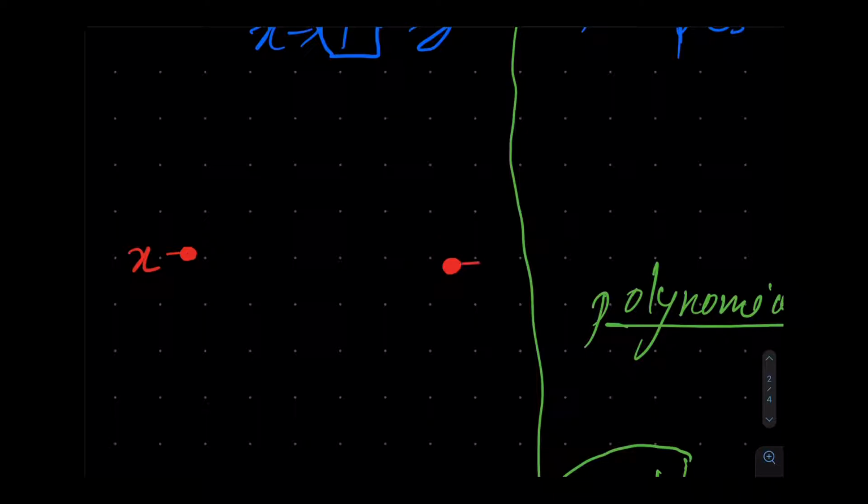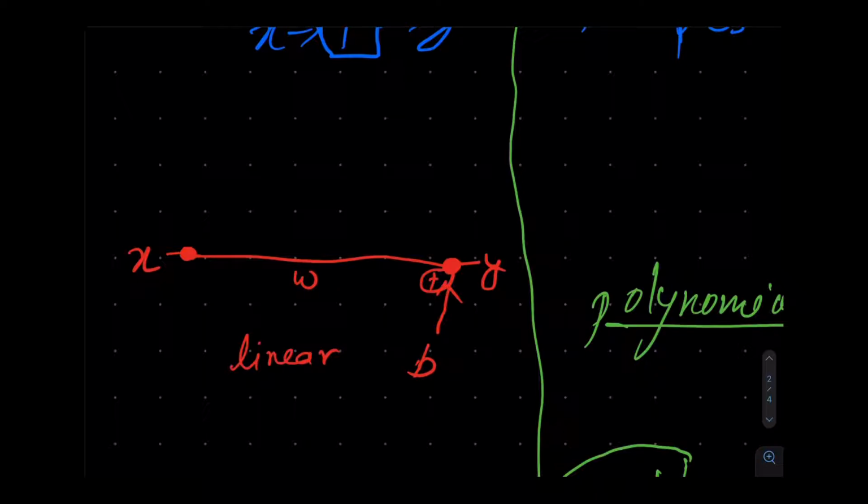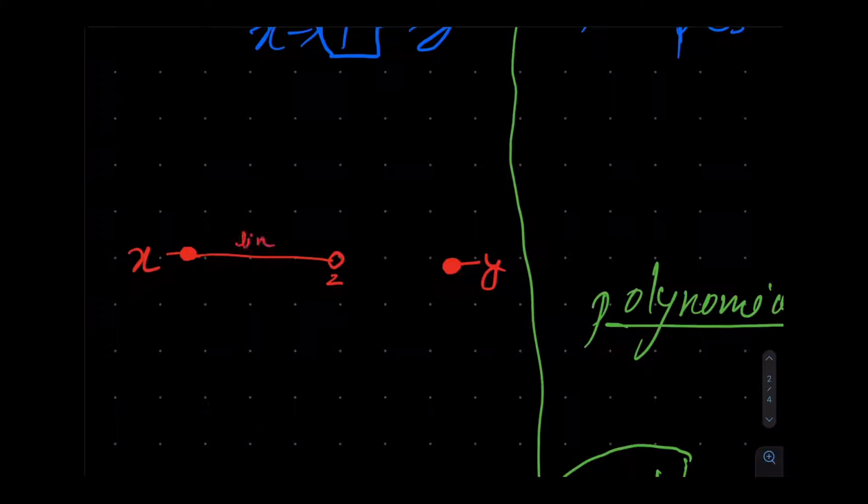Let's take a simple computational graph of a linear transform. It multiplies x by w and adds bias to get y. So linear transformation can be represented by y equals linear of x. And if we perform the linear transformation twice, it is still linear. So there is no nonlinearity introduced.